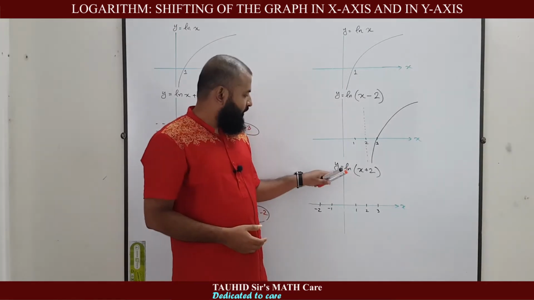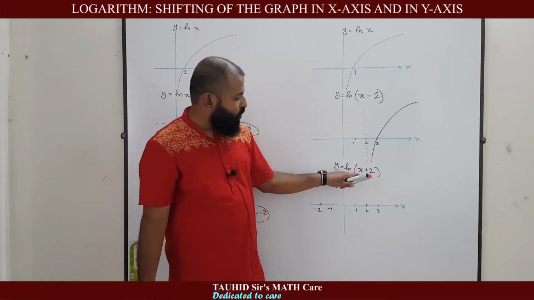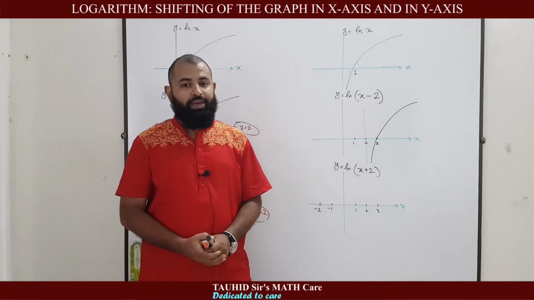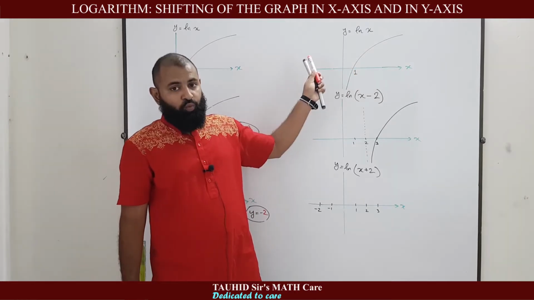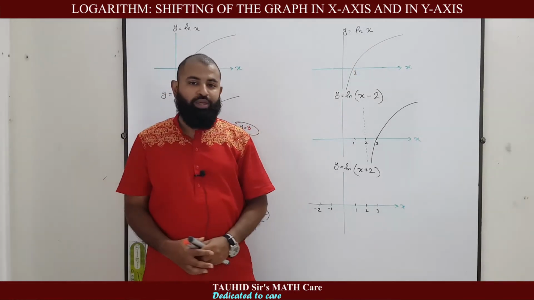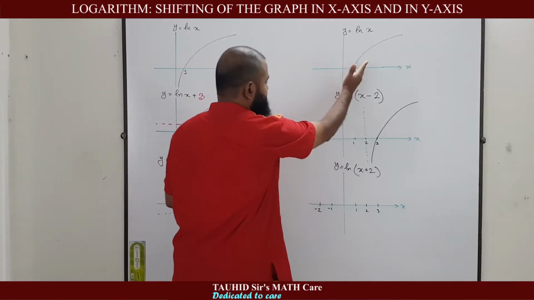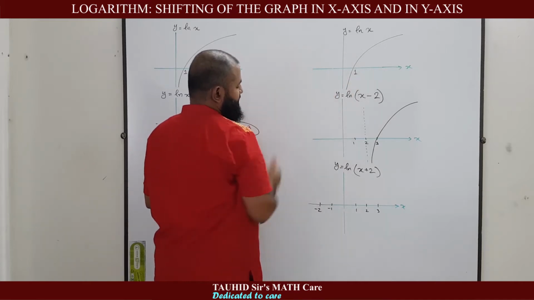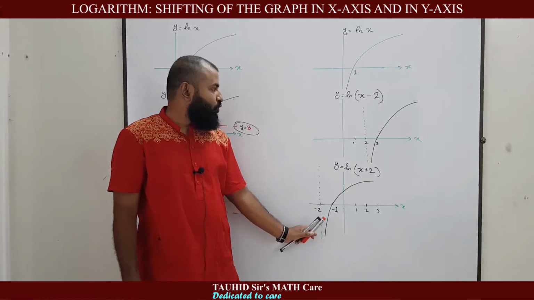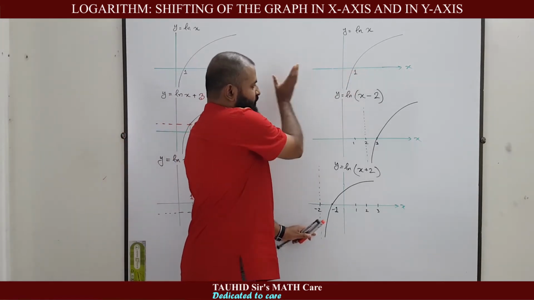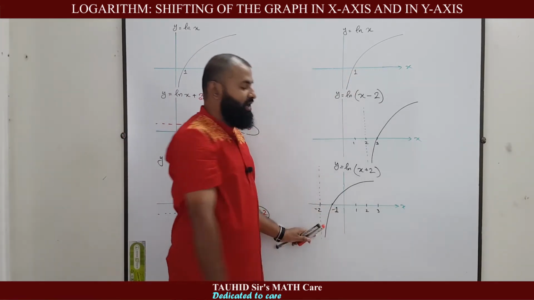Now, if I ask you to draw y equal to ln of x plus 2, what will happen? This curve will move leftward by 2 units. That means this will move 2 units left. This time the curve will look like this. This has been moved 2 units left and now it looks like this.